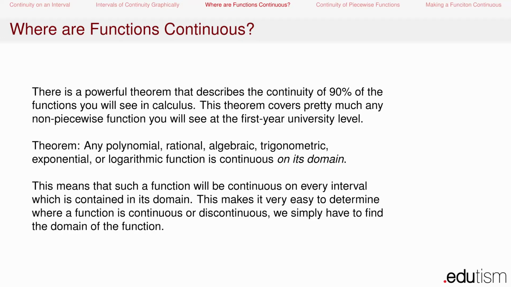When it says that any polynomial, rational, algebraic, trigonometric, exponential, or logarithmic function is continuous on its domain, it's basically going to be continuous wherever it is defined. Which means that if you want to find the intervals of continuity, all you need to do is find the function's domain. This makes it very easy to find intervals of continuity, provided that the function is not a piecewise function.